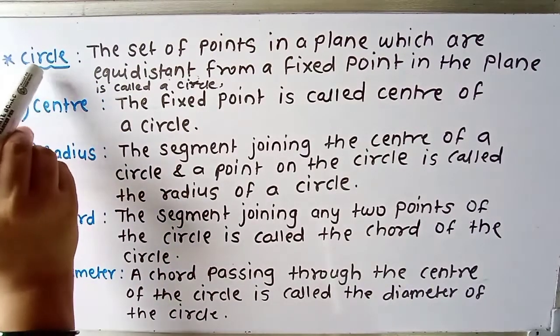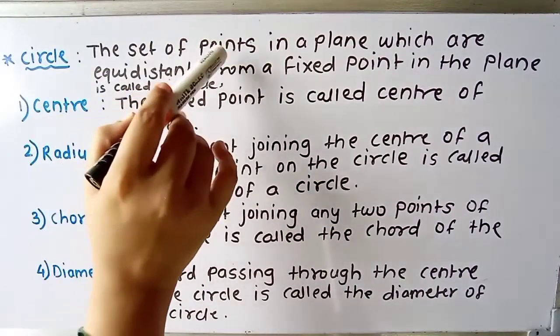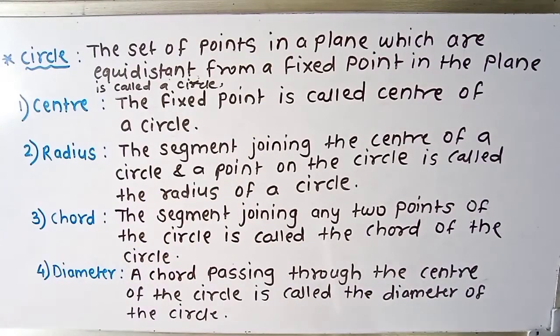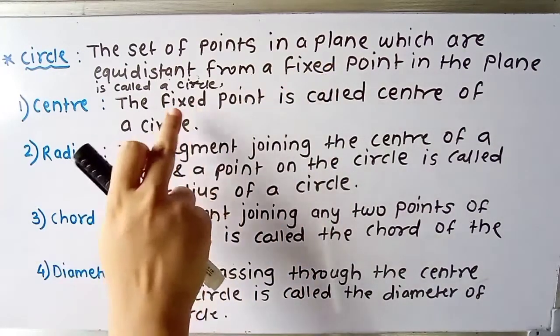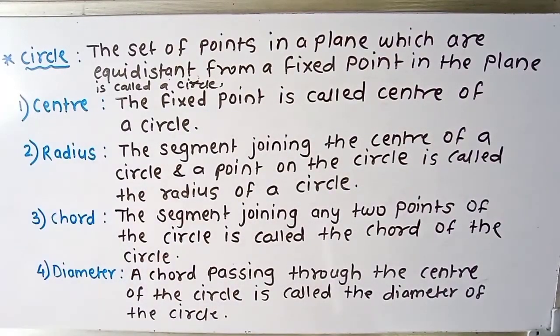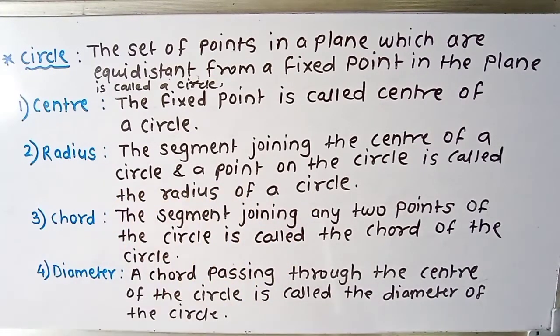Basically, what does circle mean? The circle is a set of points in a plane which are equidistant from a fixed point in the plane, and that fixed point is nothing but the center of that circle. So write the definition. The set of points in a plane which are equidistant from a fixed point in the plane is called a circle. Now center means that fixed point in a plane is called the center of a circle. Are you getting me, class?